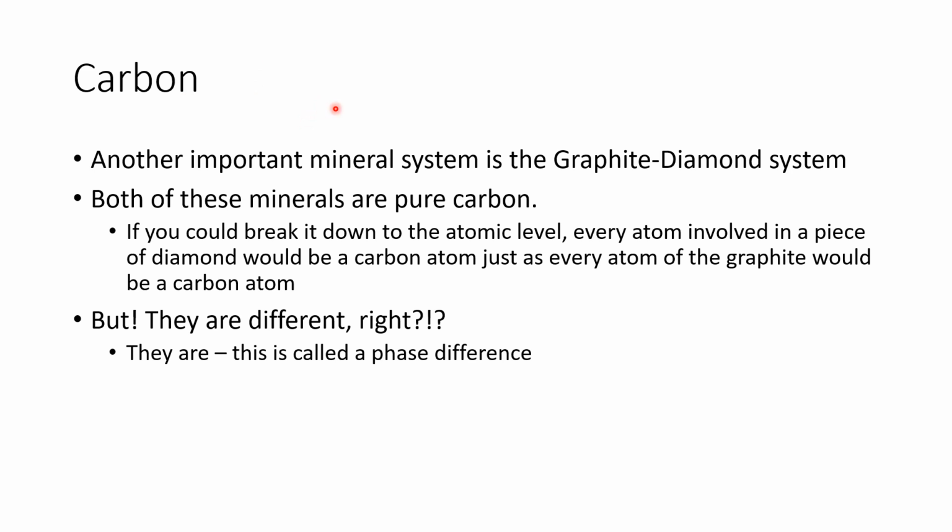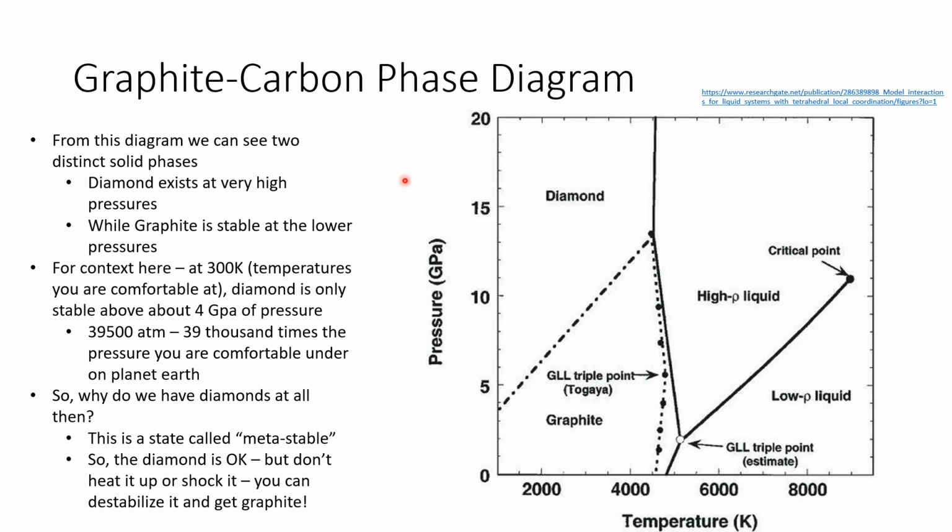And we've talked about the more typical phase transitions before, like in the graphite diamond system. Both of these minerals are composed entirely of carbon. So if you could break it down to the atomic level, every atom is carbon, right? But wait, graphite and diamond are different, aren't they? Well, of course, and we use a phase diagram. There's a phase difference between diamond and graphite. And you see it here that diamond is stable under much higher pressure. These are billions of pascals, gigapascals, than graphite, which is stable under more normal pressures and into the deeper pressures, but not all the way.